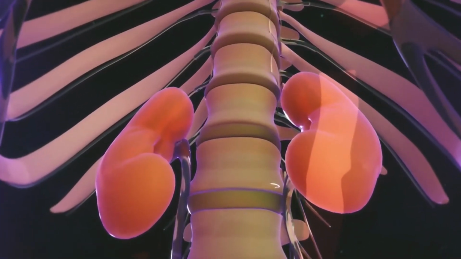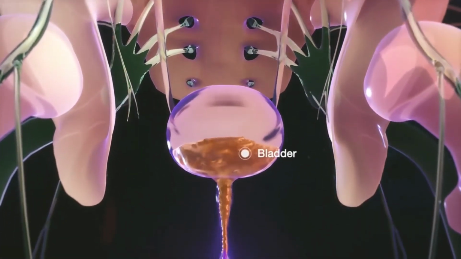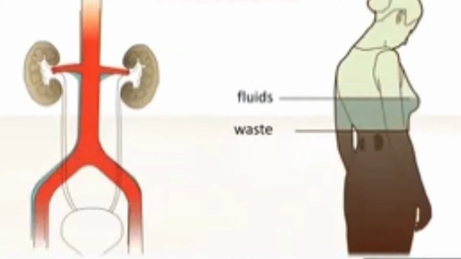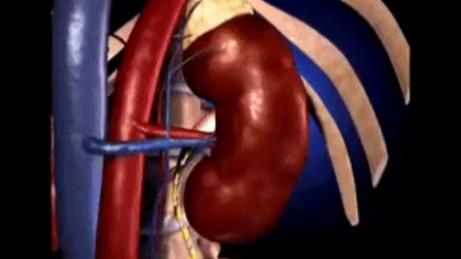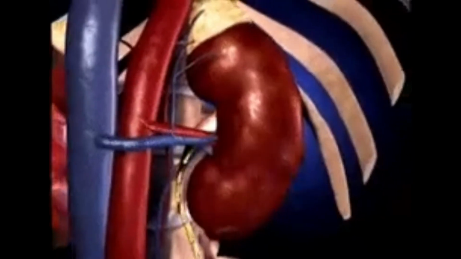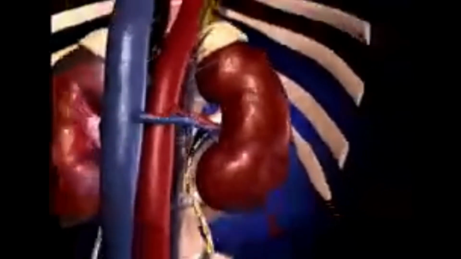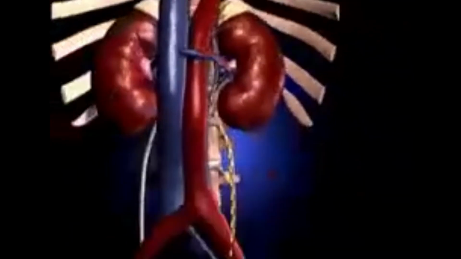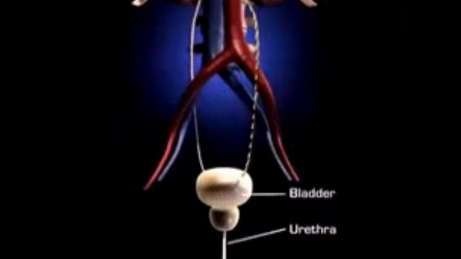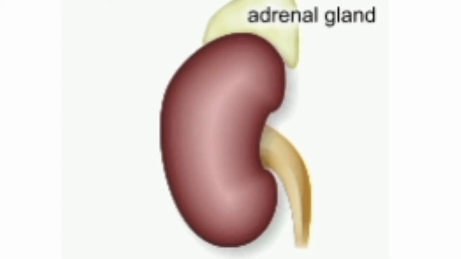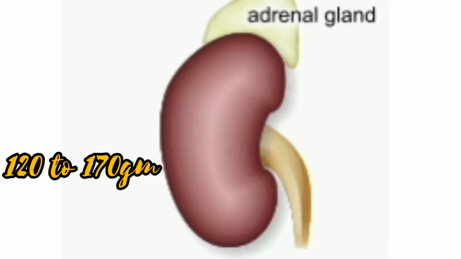Kidneys are reddish brown bean-shaped structures situated between the levels of the last thoracic vertebra, that is T12, and the third lumbar vertebra, that is L3. These are very close to the dorsal inner wall of the abdominal cavity. Each kidney of an adult human measures 10 to 12 cm in length, 5 to 7 cm in width and 2 to 3 cm in thickness, with an average weight of 120 to 170 gram.